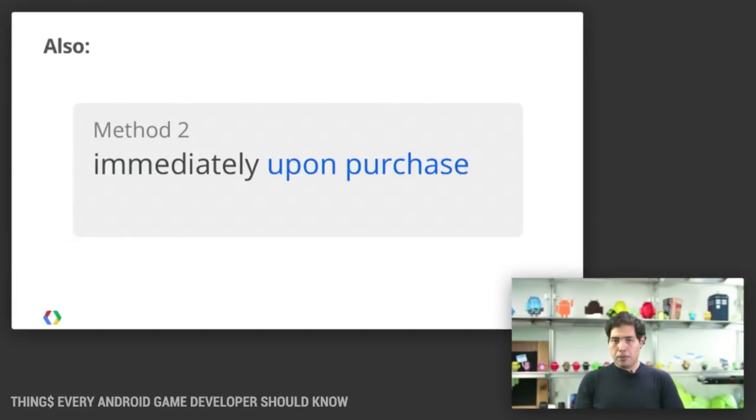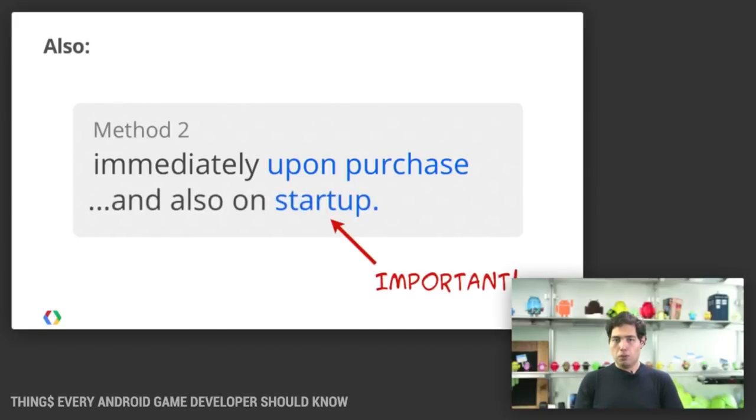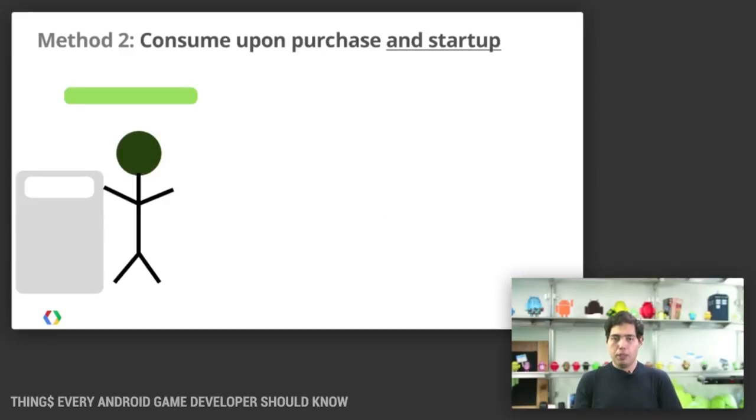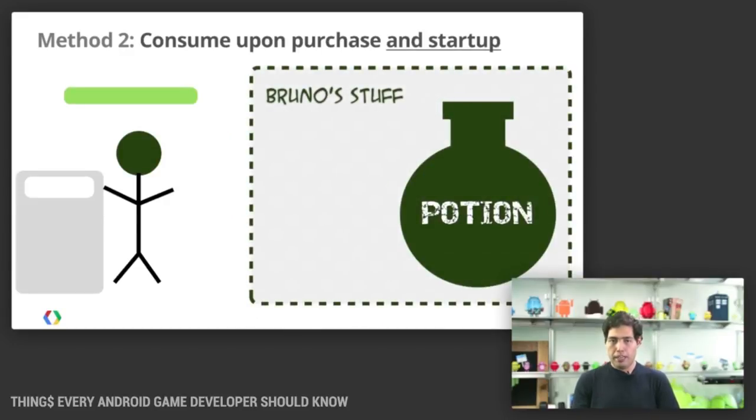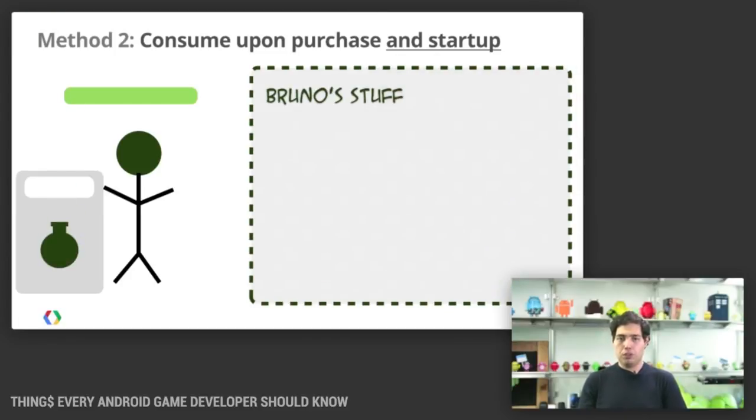If you're using this method, it's very important to also check on startup if there are any outstanding items that you need to consume. For example, suppose that your application crashed right before consuming an item. You purchased something and then you crashed. What happens is that next time you start up, you should check the user's inventory and make sure that there's nothing consumable there. If there is something consumable that should have been consumed, this is the time when you consume it and credit it to the user's inventory to make sure that they didn't lose that purchase.